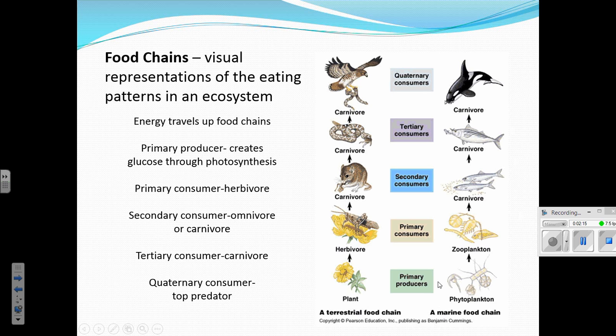Some food chains will only go to a secondary consumer. So in South Dakota, we have grasses, prairie dogs, and then coyotes, and that's the end of the chain. But in this marine food chain here, you can see there's lots of different levels, and it goes all the way up to these top predators.